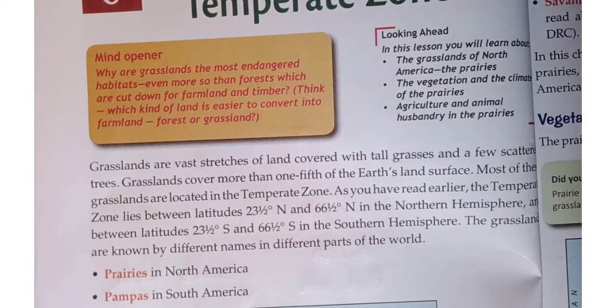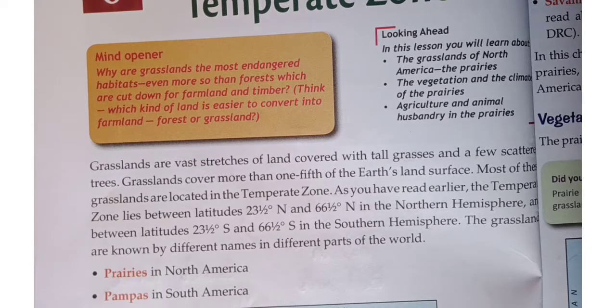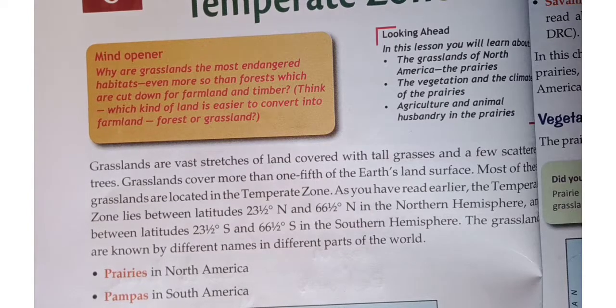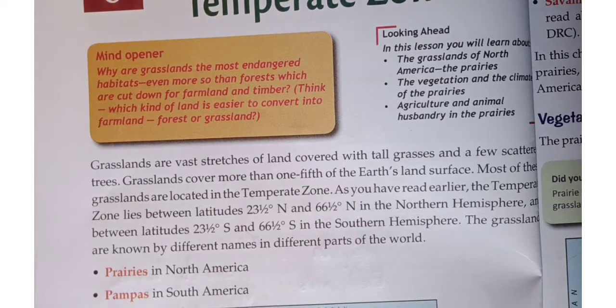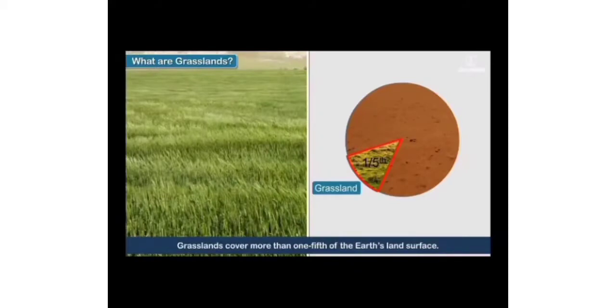Grasslands are vast stretches of land which are covered with tall grasses and a few scattered trees. Only the tall grasses can be seen there, and only a few trees. Grasslands cover more than 1/5 of the Earth's land surface.